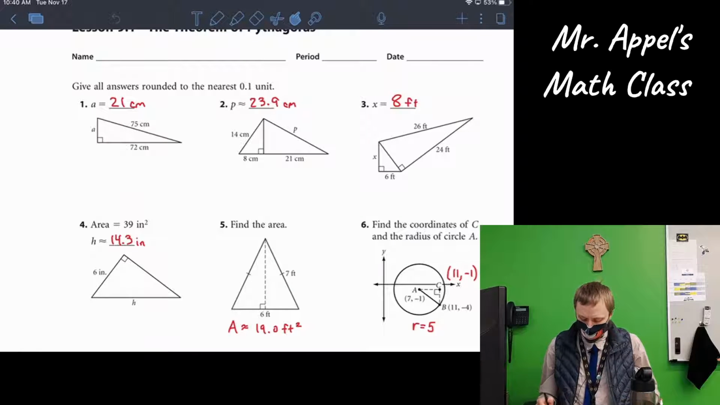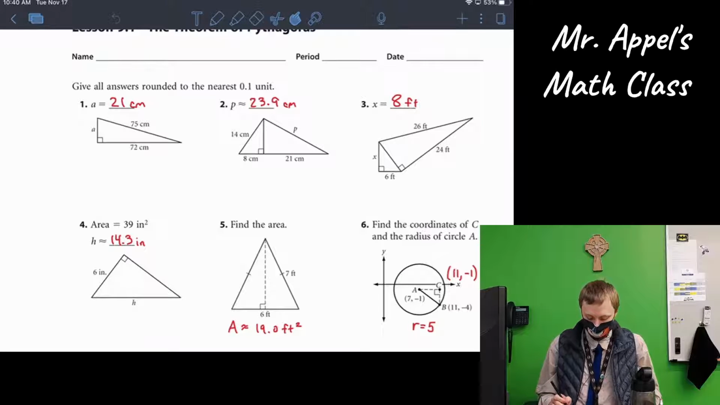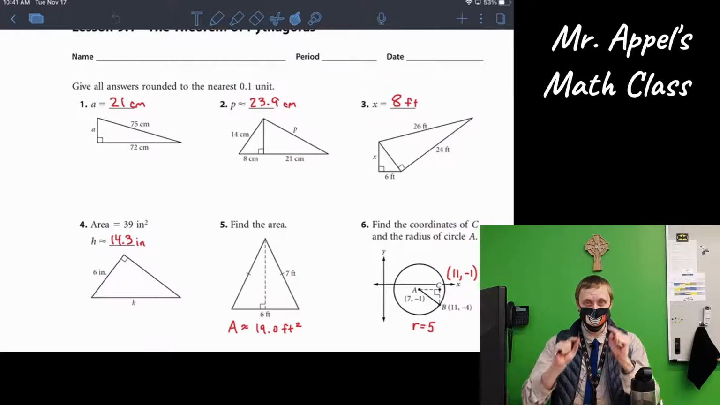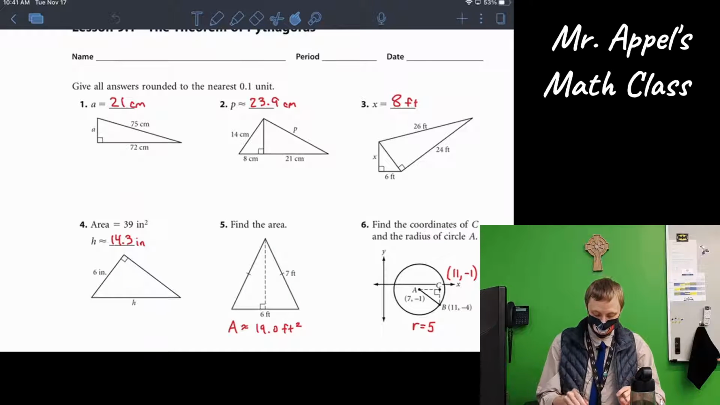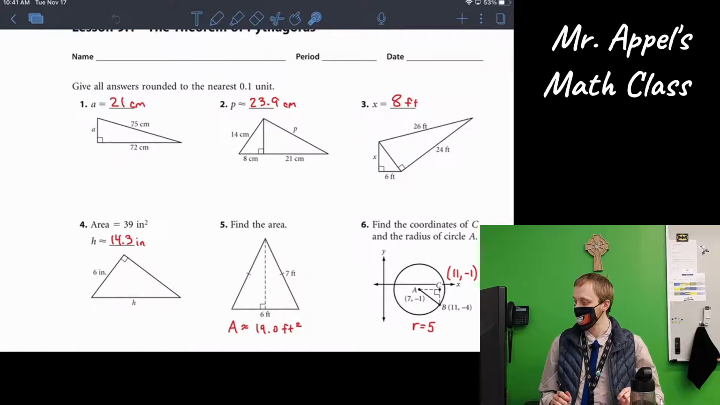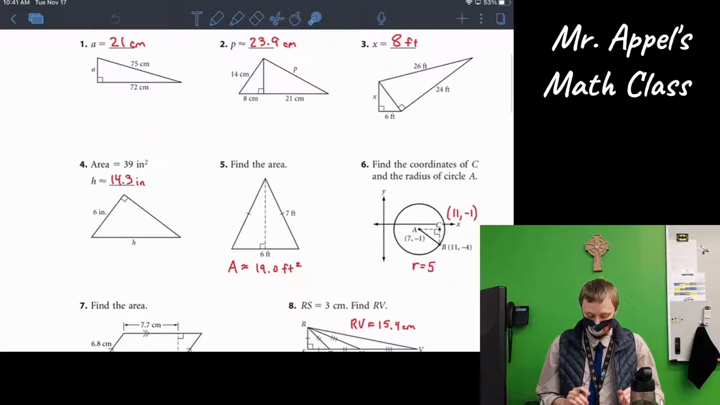1, 2, and 3, very straightforward. 4, a little bit sneaky. You have to undo the area formula first to find that other leg of the triangle. And then you have 2 out of the 3 sides, and you can use the Pythagorean theorem for the third side. Number 6, sure.